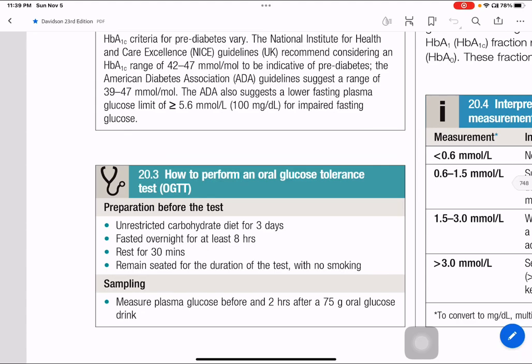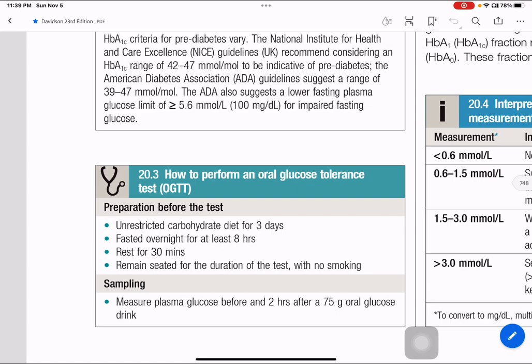So there are some preconditions which should be fulfilled before performing an OGTT. For the OGTT, the patient should be on an unrestricted carbohydrate diet for at least 3 days, and should be fasted overnight for at least 8 hours, and should rest for 30 minutes before the test and remain seated for the duration of the test with no smoking.